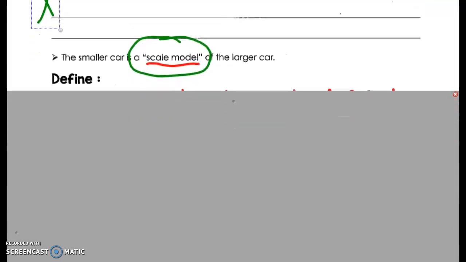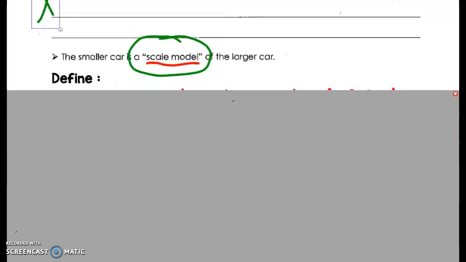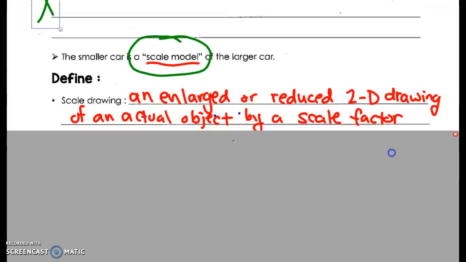So down at the bottom we have a couple definitions that I need you to write down. And the first one is what a scale drawing is. And we just talked about this, and you can write as I read this out loud. But a scale drawing is an enlarged or a reduced 2D drawing of an actual object. And we get those enlarged or reduced drawings by what we call a scale factor. And that's a word that you see down. We're going to define that as well.